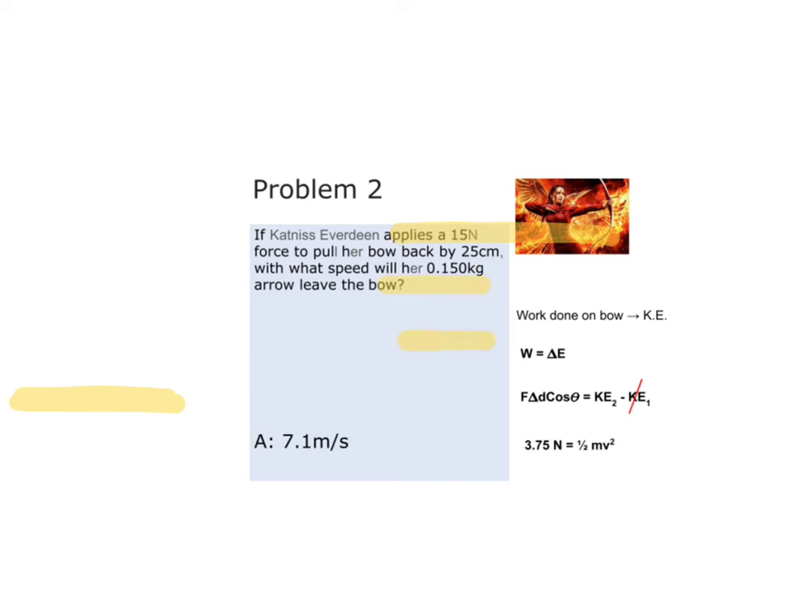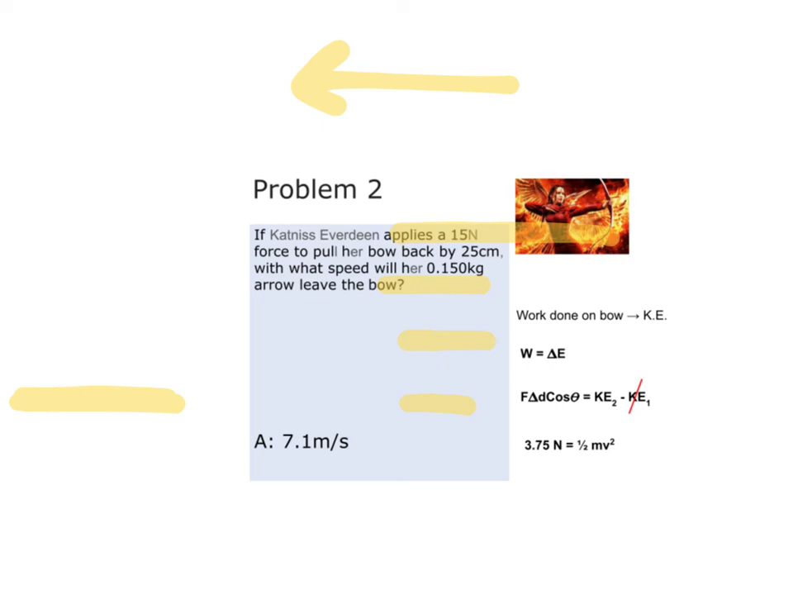And we have a statement for work, which is F delta D cos theta. So we can multiply those values for F and delta D, making sure that delta D is in meters, not centimeters. We're also assuming that Kate pulls back perfectly horizontally here, and that all of that force goes into moving the string, and we get 3.75 newtons.